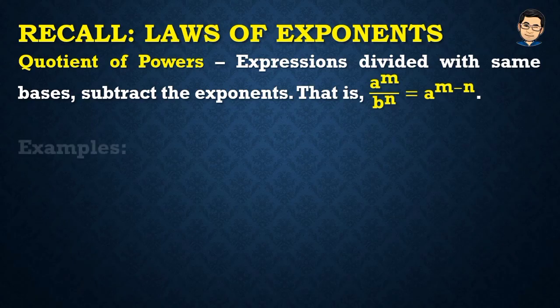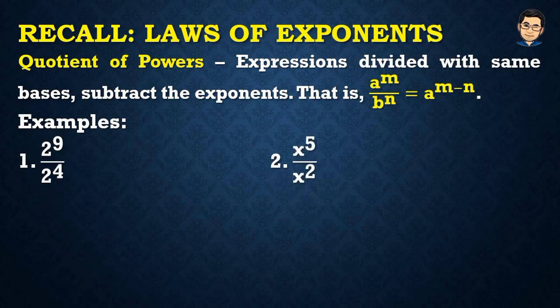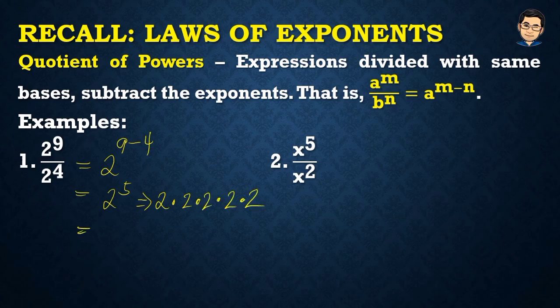So examples, number 1, 2 raised to 9 all over 2 raised to 4, that is 2 raised to 9 minus 4. So 9 minus 4 is 5. So 2 raised to 5, so pwede siyang isulat as 2 times 2 times 2 times 2 times 2. And then 2 raised to the 5th power, that is 32. So our final answer is 32, not 2 raised to the 5th power.